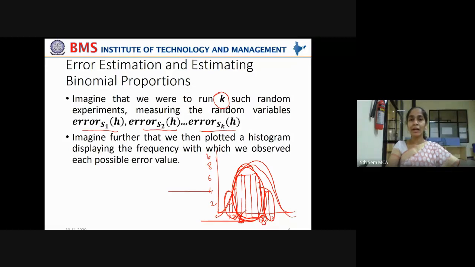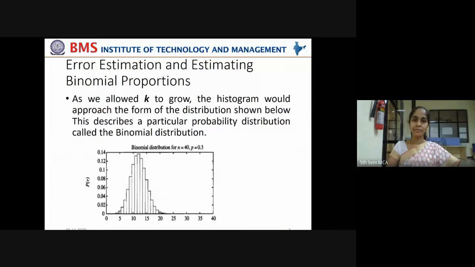We are assuming that as you go on increasing the number of experiments, in this case k, the sample errors tend to follow a normal distribution. If you plot a histogram between the sample error and the number of times that sample error is observed with the samples, then as we allow k to grow, that is, if you keep on increasing the number of experiments, the histogram would approach the form of the distribution shown below. It can be seen like this.